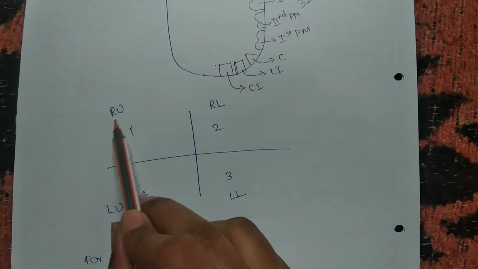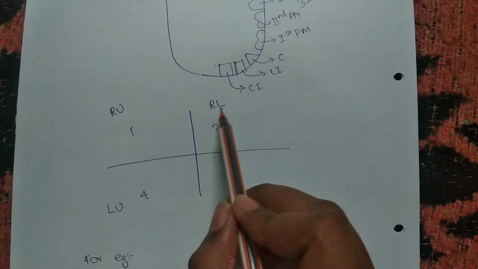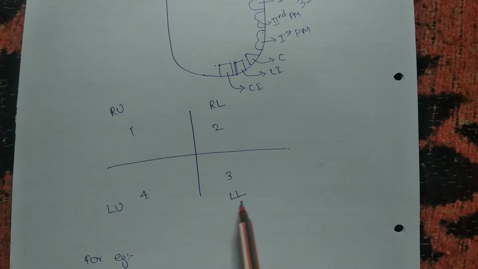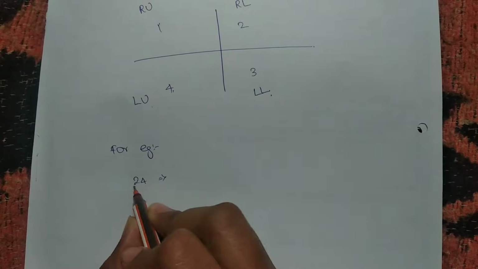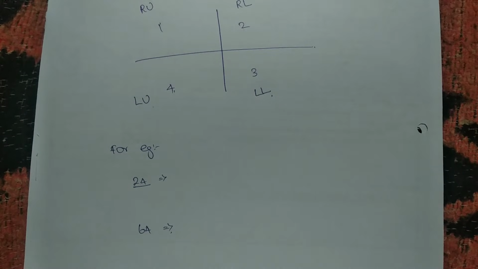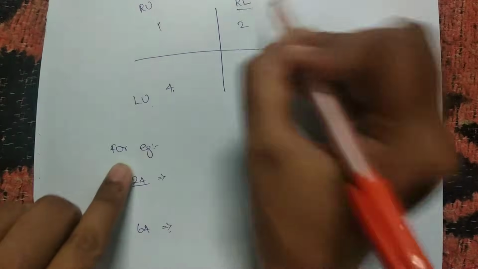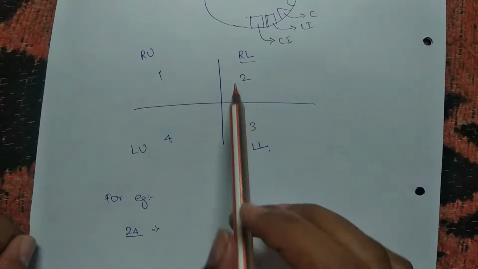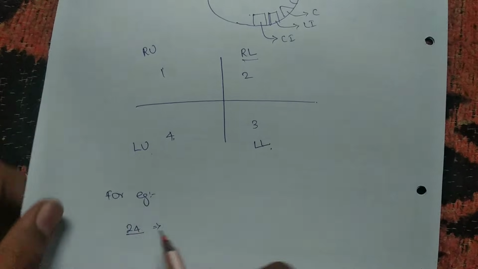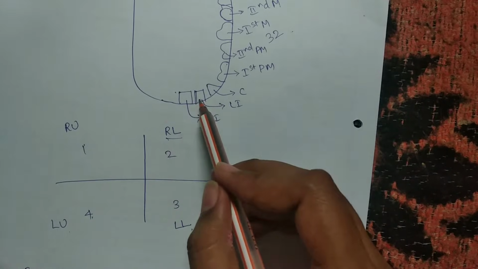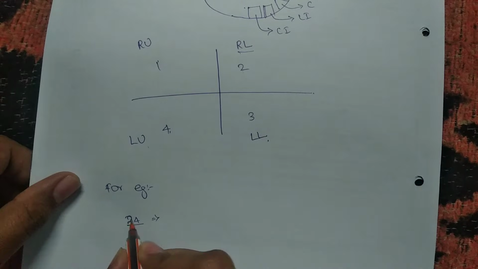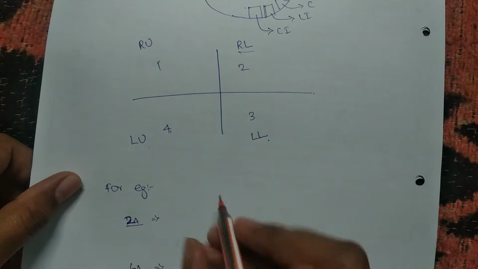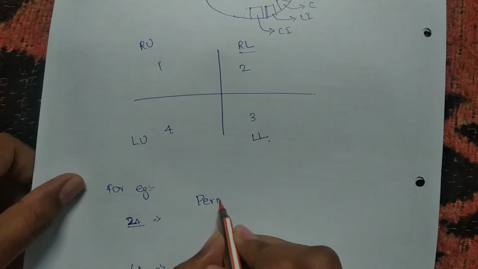Here the prefixes used are 1, 2, 3, 4: 1 for right upper quadrant, 2 for right lower quadrant, 3 for left lower quadrant and 4 for left upper quadrant. For example, let us find out the location of the tooth having this number. 2 means right lower quadrant, and 4 is 1, 2, 3, 4, so that is premolar. Here 2 is used, so it should be a permanent tooth.